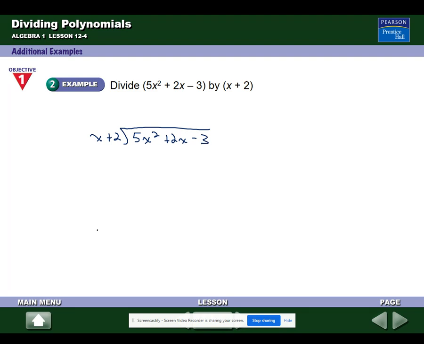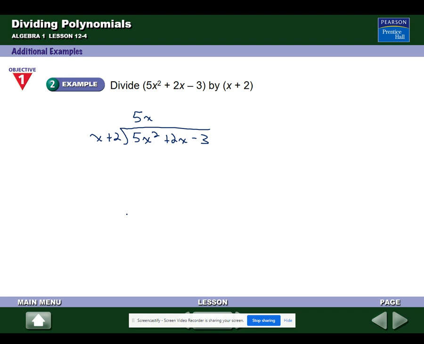The thing you want to ask yourself is, how many times does the first term here go into the first term here? Forget about the plus 2. That doesn't really matter right now. You're asking yourself, how many times does x go into 5x squared? The answer is 5x. I'm going to pause on that and let you think about it. If I divide 5x squared by x, I'm left with 5x.